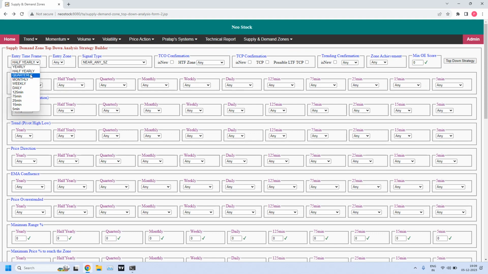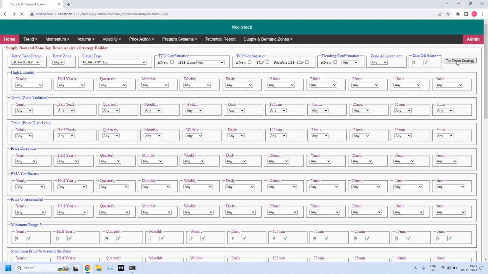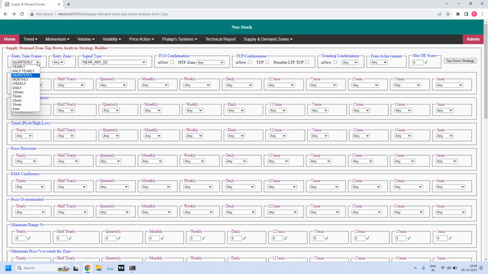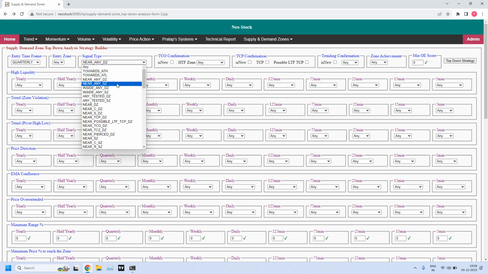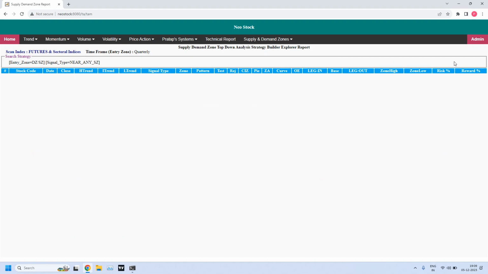Now let us generate for quarterly time frame. Entry time frame is quarterly. Let us find the stocks near to the quarterly demand zone. So these two stocks are near to the quarterly demand zone. Let's go back. Entry time frame is quarterly. Let us find the stocks near to the quarterly supply zone. No stocks are there near to the quarterly supply zone.